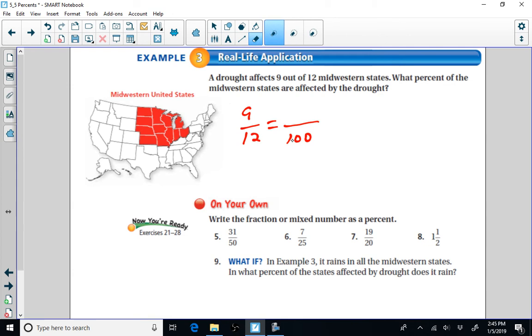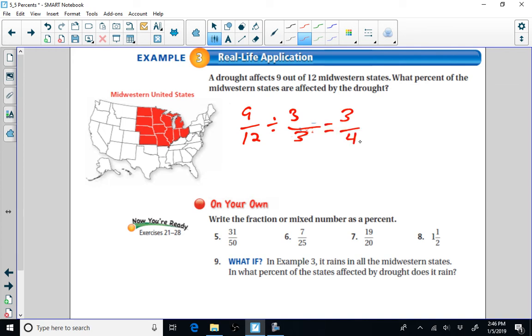So instead of using 9 over 12, I'm going to make an equivalent fraction by simplifying. Right? What can I divide both 9 and 12 by? Well, I can divide 9 and 12 by 3. So I'm going to divide by 3 over 3. 9 divided by 3 is 3. 12 divided by 3 is 4. So 9 twelfths is the same as 3 fourths.